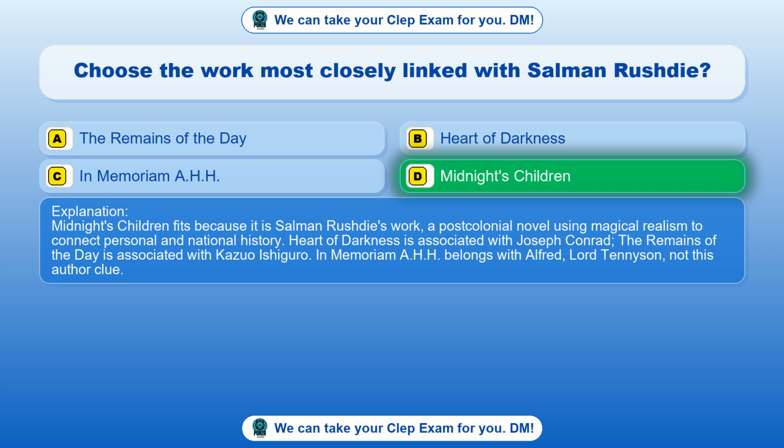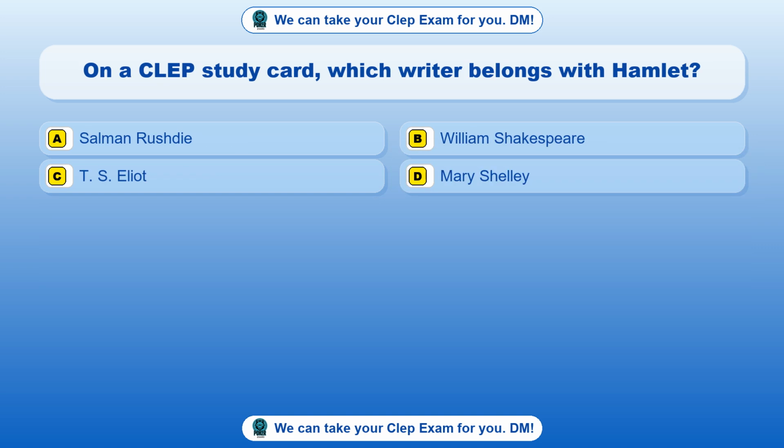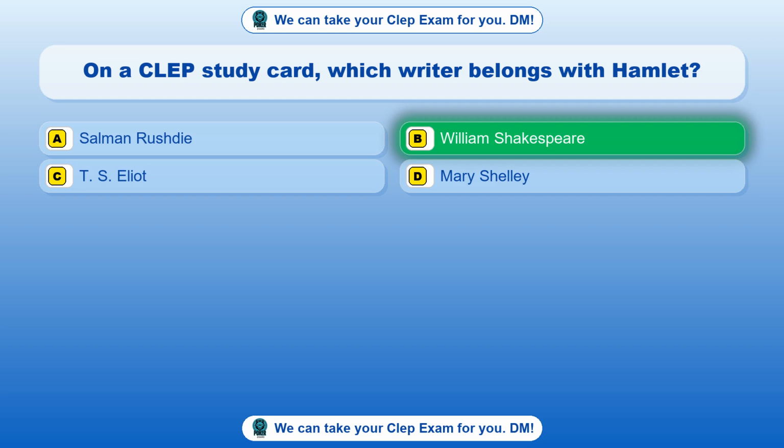Clue. Question 72. On a CLEP study card, which writer belongs with Hamlet? Option A, Salman Rushdie. Option B, William Shakespeare. Option C, T.S. Eliot. Option D, Mary Shelley. The correct answer is option B, William Shakespeare.